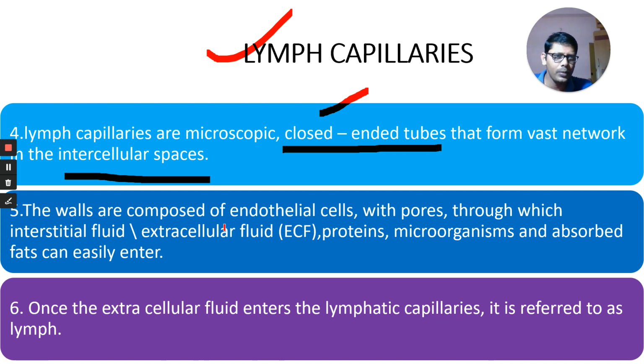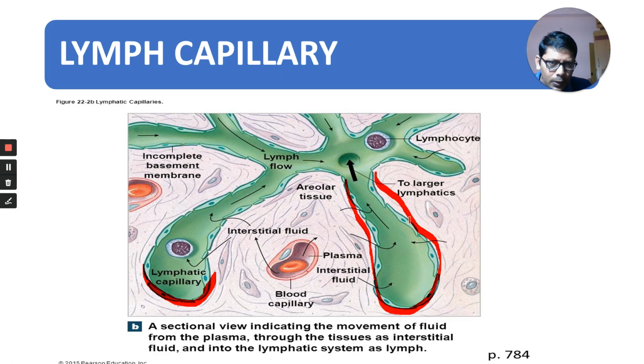The walls, for example, this is one lymph capillary, and this is the wall of the lymph capillary. If you take the wall of a room in our house, the walls are made of cement bricks. Like that, what is present in the walls of the lymph capillary? The walls are composed of endothelial cells. This is one endothelial cell.